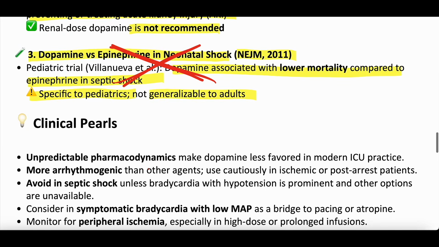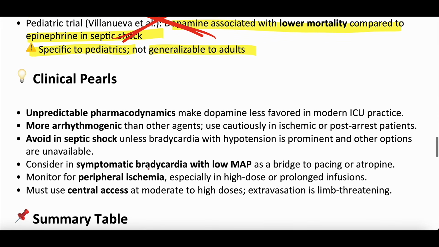When we get to clinical pearls on dopamine, dopamine is not favored to be used in ICU practice. It is more arrhythmogenic. It can cause ischemia. It is not recommended in septic shock. You could consider dopamine at lower doses, 2 to 10 micrograms per kilogram per minute, in symptomatic bradycardia with low MAPs, just as a bridge to whatever you're going to do to fix that heart rate. That's not unreasonable, although we usually use epinephrine instead.